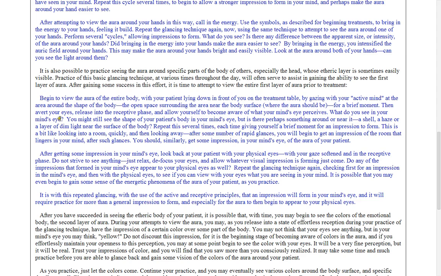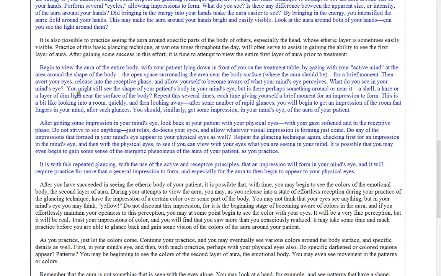Then avert your eyes, release into the receptive phase, and allow yourself to become aware of what your mind's eye perceives. What do you see in your mind's eye? You might still see the shape of your patient's body in your mind's eye, but is there perhaps something around or near it? What do you sense? A shell, a haze, or a layer of dim light near the surface of the body?